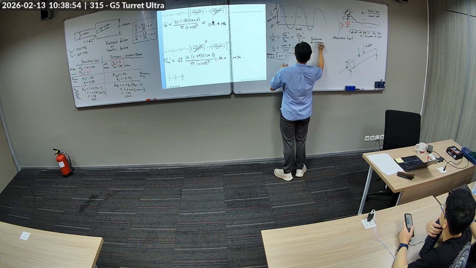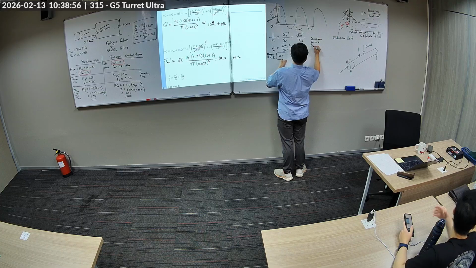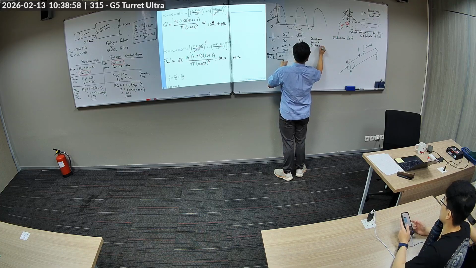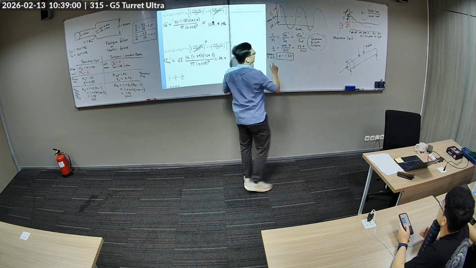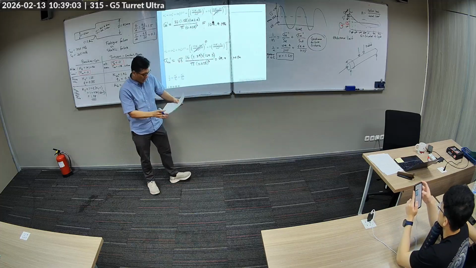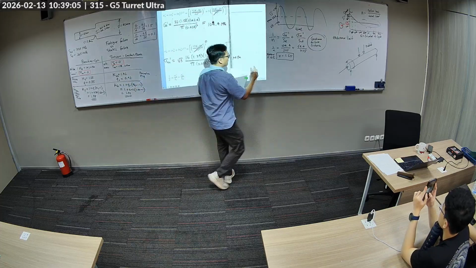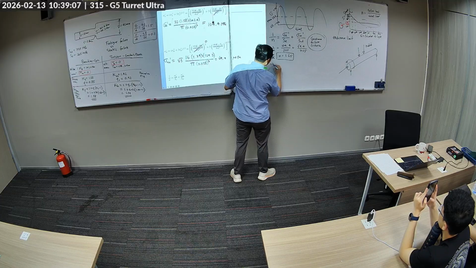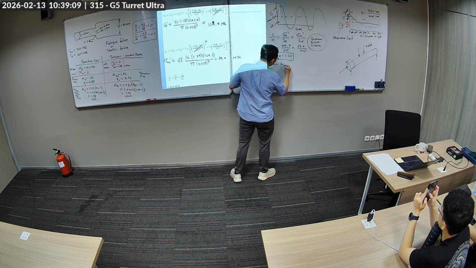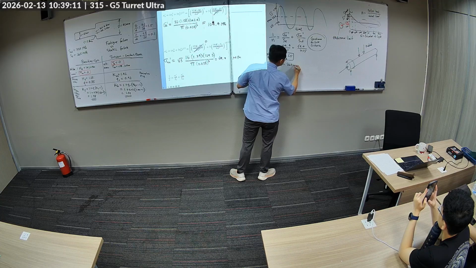Somebody is smart enough to come up with it, obviously. Okay? This formula is called the Goodman failure criteria. Finally, we also want to check for yield, for static yielding.